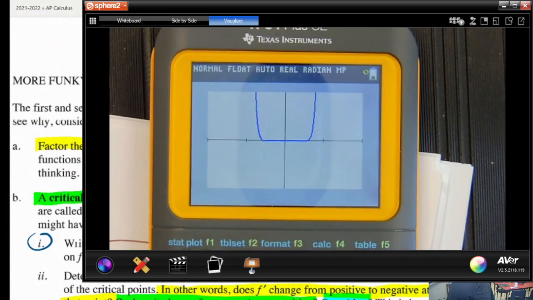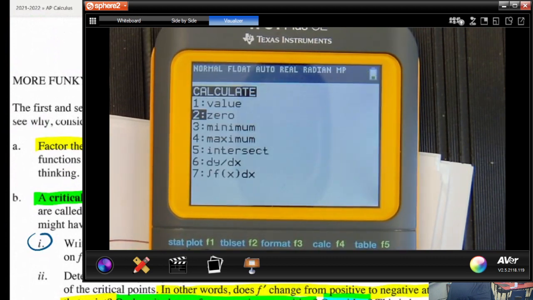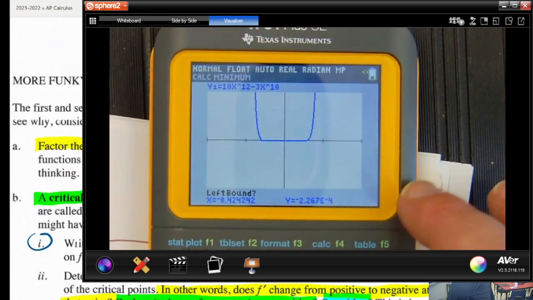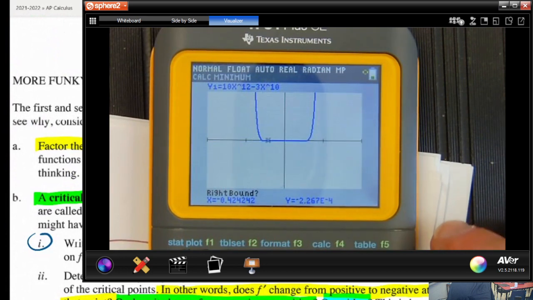Well, let's see what the calculator says. Let's go to calculate. Let's go to minimum. Let's go to the left of 1/2 and to the right of negative 1/2. And let's see what's going on right in the middle. Oh my gosh, it's so small.